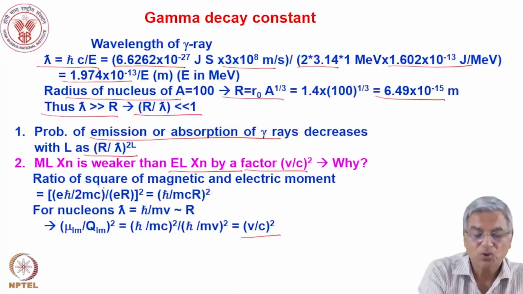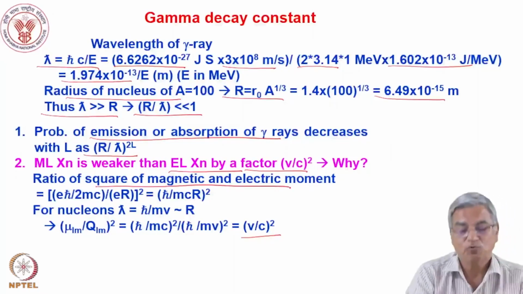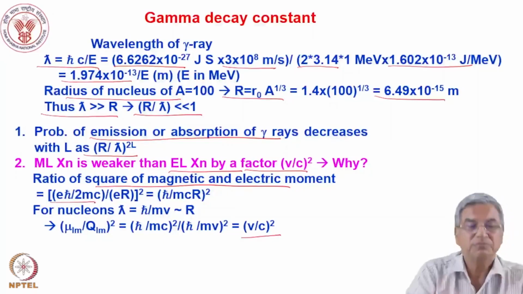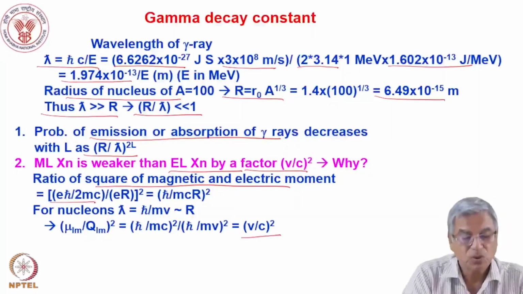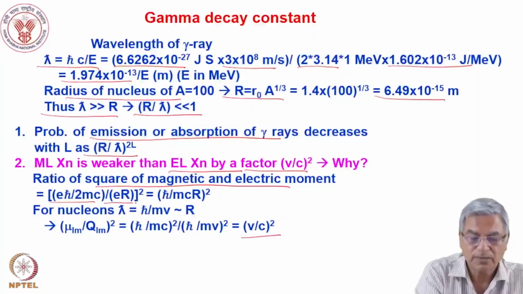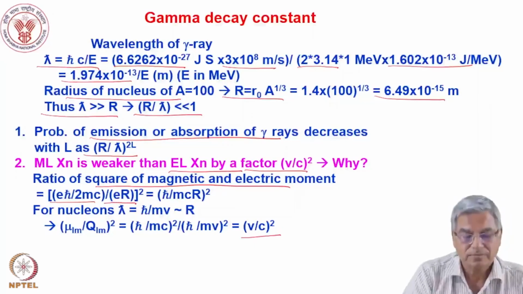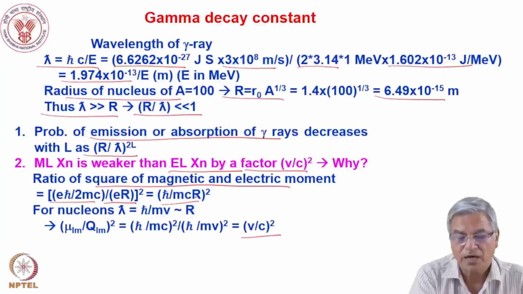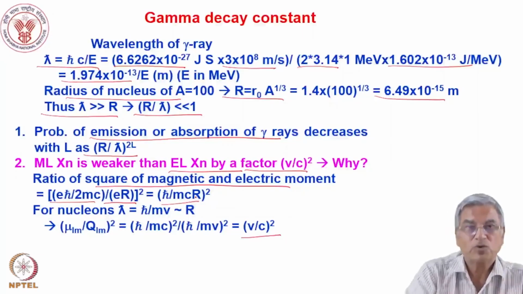We can take the ratio of the squares of the magnetic and electric moments. The magnetic dipole moment of a nucleus can be written as eħ/2mc, or eh/4πmc. This is the nuclear magneton. And the electric dipole moment can be written as e times R. So the ratio becomes (ħ/mcR)², the square of the ratio.